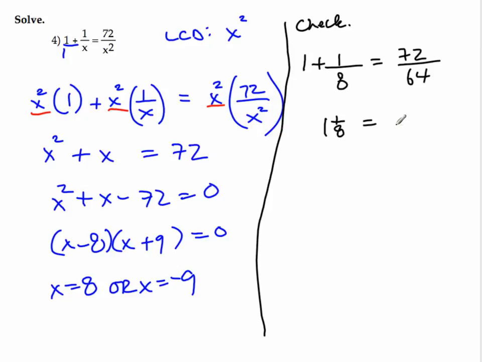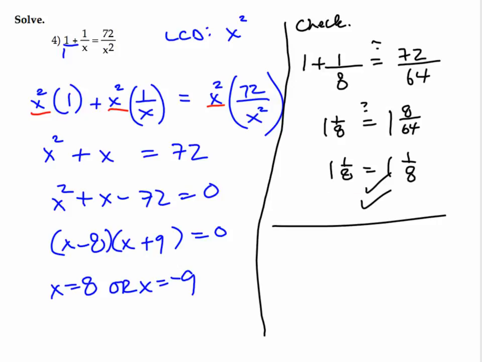Well, I could rewrite this. This would be 1 and 8 over 64ths, if I change that to an improper fraction, or to a mixed number. Then if I simplify 8 over 64, sure enough, that gives me 1 and 1/8. So, not sure about the other one up there, but I am sure that 8 works. And you could plug the 9 in to make sure it checks too.